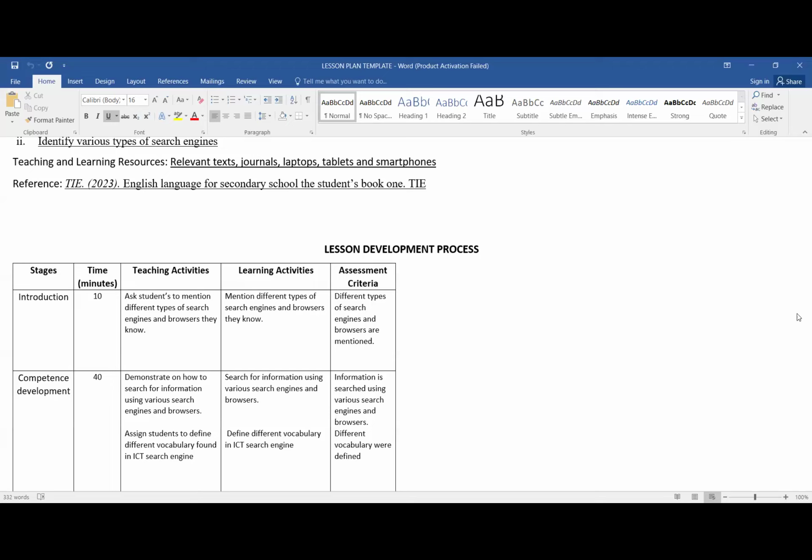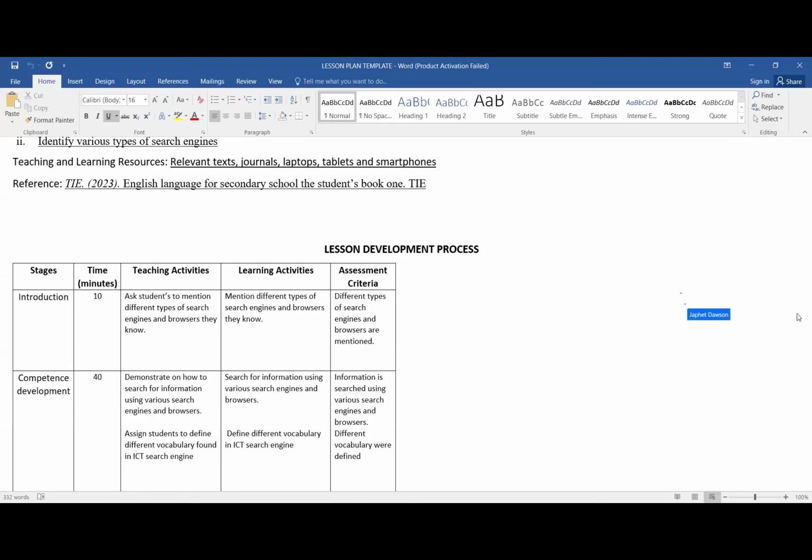So for the demonstration on how to search for information using various search engines and browsers, and then learning activities: search for information using various search engines and browsers. Now, in learning activities, the students have done that, searching for information. So once you go to the assessment tools, you have to say that information is searched, using various search engines and browsers.